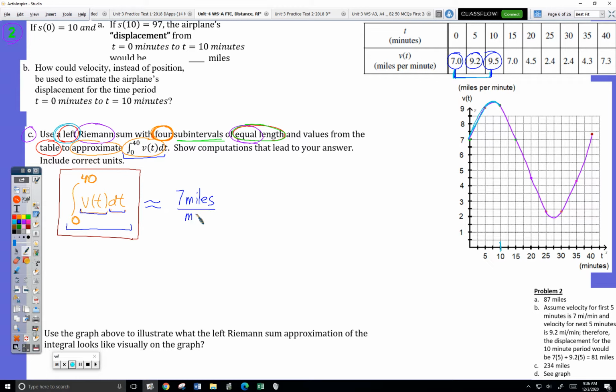So Janessa, I've picked my velocity for the first time interval. I've got to have that velocity for a certain duration of time. What would you say should be our duration of time that we're going to apply to this 7 miles per minute? 10 minutes. Because they told us to do that. They said let the 7 represent all the velocities within those first 10 minutes.